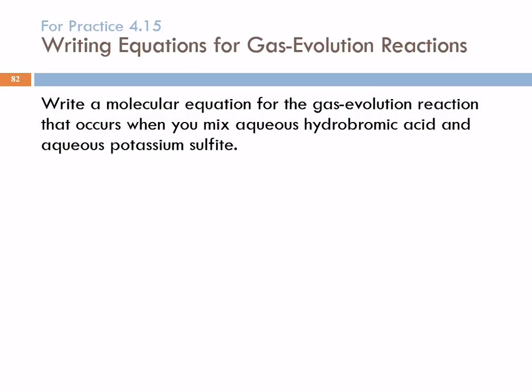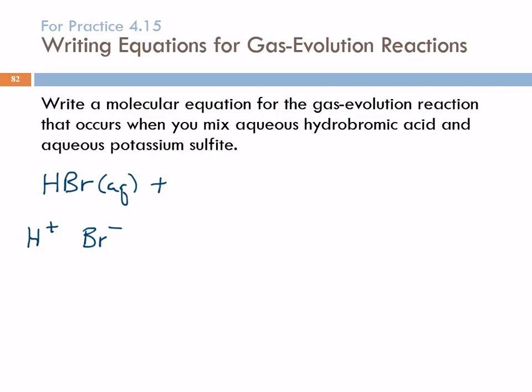Let's do an example. Write a molecular equation for the gas evolution reaction that occurs when you mix aqueous hydrobromic acid and aqueous potassium sulfite. Well, aqueous hydrobromic acid, what's the formula for hydrobromic acid? HBr. The hydro prefix tells us this has no oxygen in it. It's just hydrogen and bromine. That's aqueous. The ions here are H plus and Br minus.